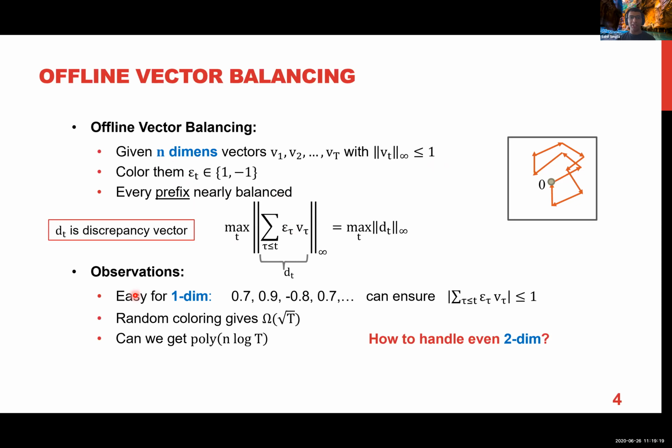To see some intuition, the one-dimensional version is very easy because I can just greedily color these scalars so as to ensure that this is less than or equal to 1. Even offline, however, this two-dimensional version becomes tricky. If you haven't seen it before, one needs a little thought. And random coloring is always bad for all these problems because t is the number of points. I'll be losing omega square root t, whereas I want very, very mild dependencies on t.